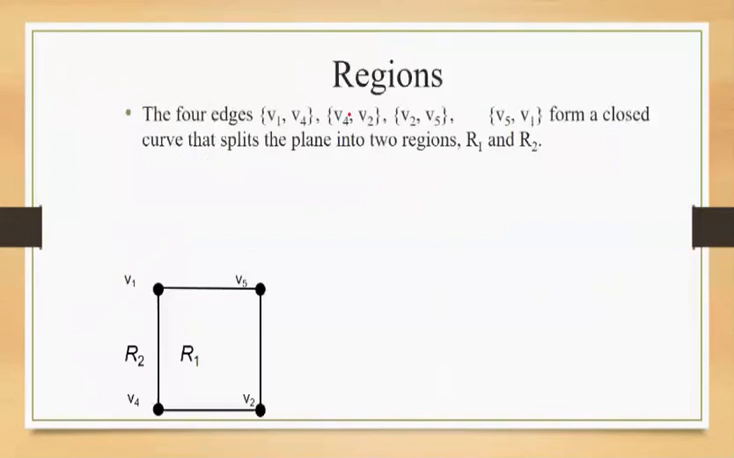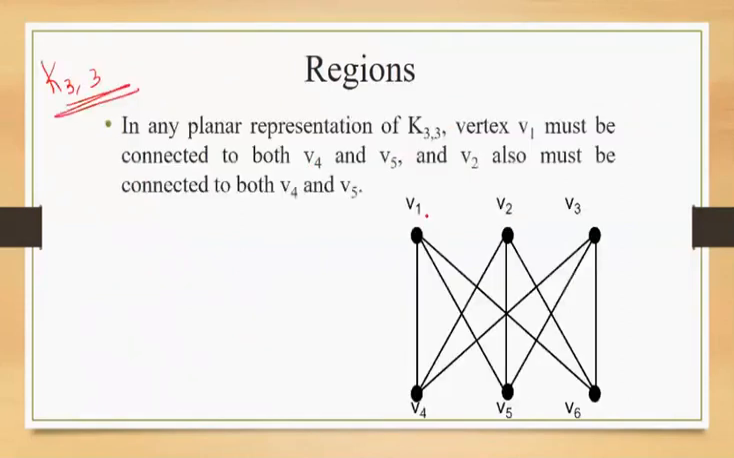Now, the 4 edges V1 V4, V4 V2, V2 V5, V5 V1 form a closed curve that splits the plane into 2 regions. Now if I take only 4 edges, V1, V2, V4 and V5, let's see this.